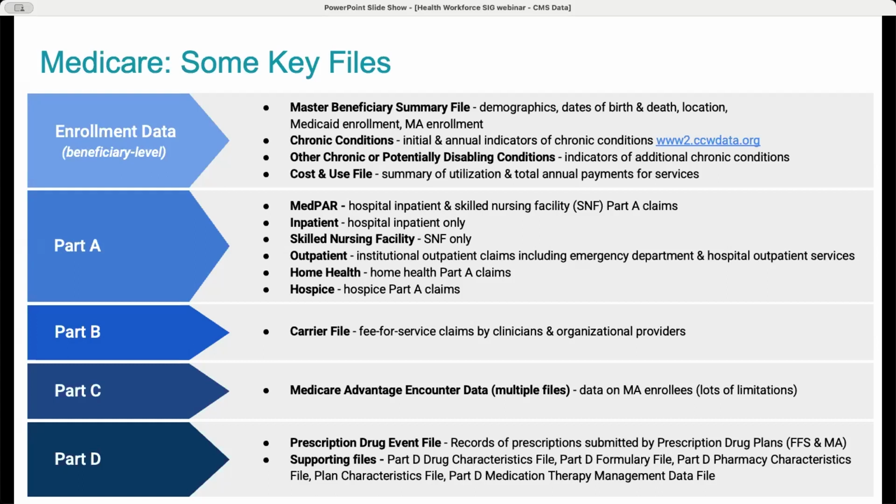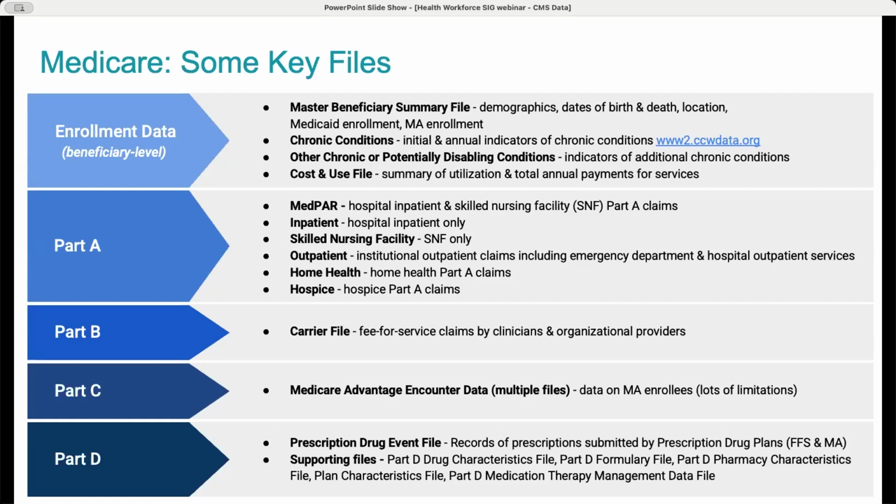Then there is the outpatient file, which is institutional outpatient claims, including the emergency department. So this is important if you're interested in looking at processes or outcomes of care related to ED use. If a patient goes to the emergency room, but they're not admitted to the hospital, they won't show up in the inpatient data. They will only show up in the outpatient data. So that's a really important file for that. And then home health, hospice, any of those episodes of care that fall under Part A, there are separate files for those as well. Part B, the main file is the carrier file. We're going to go into that in quite a bit of depth, but these are claims that are submitted by clinicians and organizational providers.